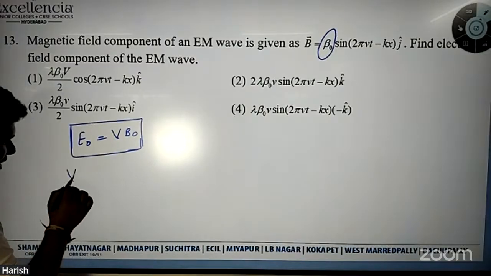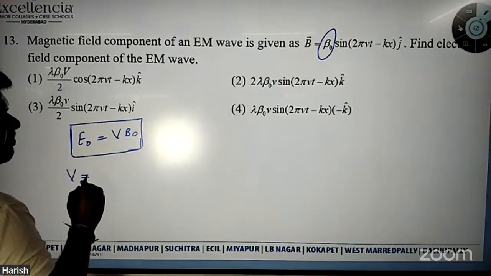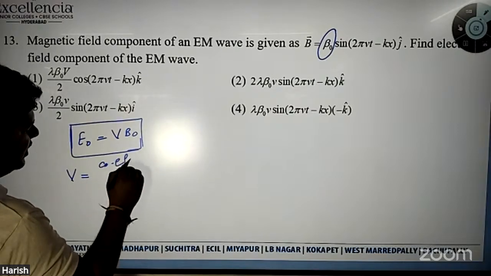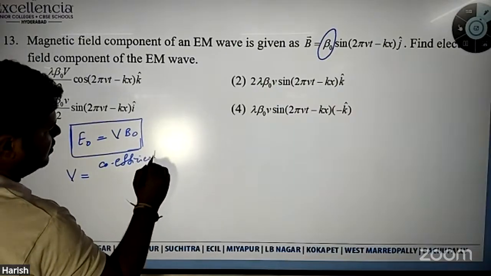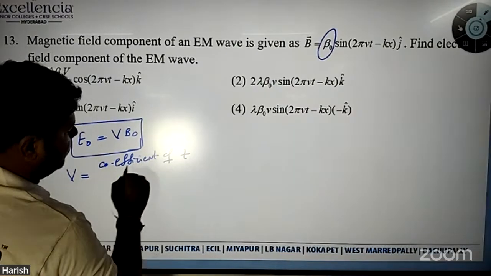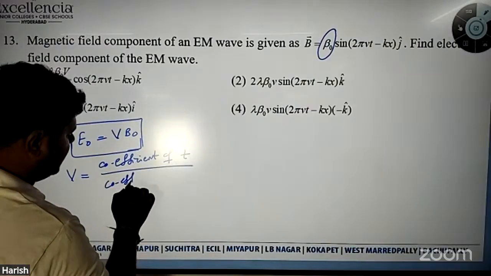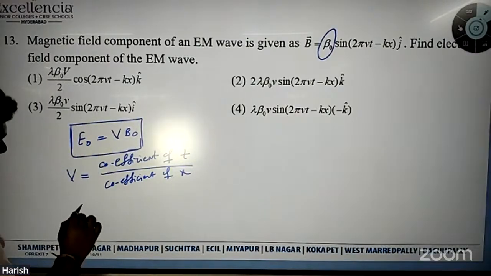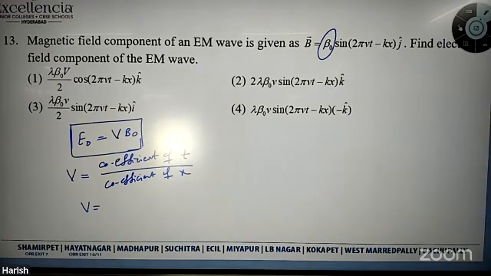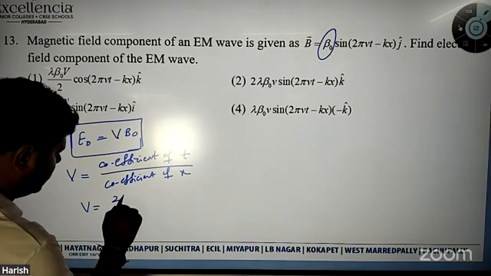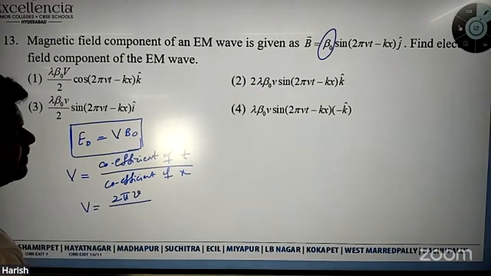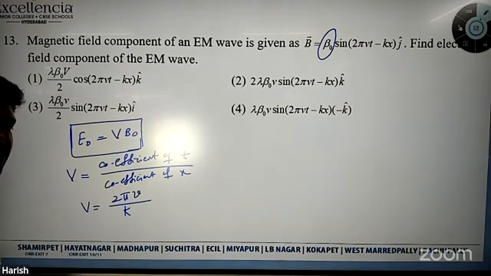See, for a traveling wave, even for an electromagnetic wave, you know that speed is given by the coefficient of t divided by the coefficient of x. This formula was already studied in waves also. So from the given magnetic field wave equation, I can write 2 pi mu by pi. Okay, so this is the speed of that electromagnetic wave given to us.